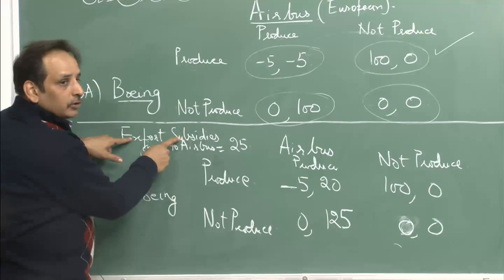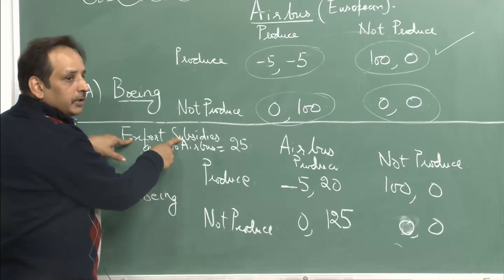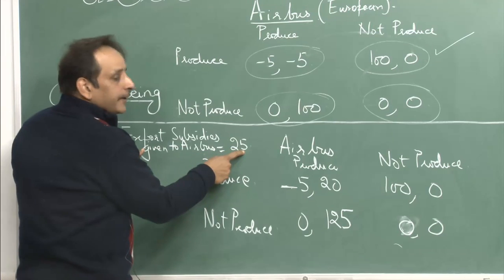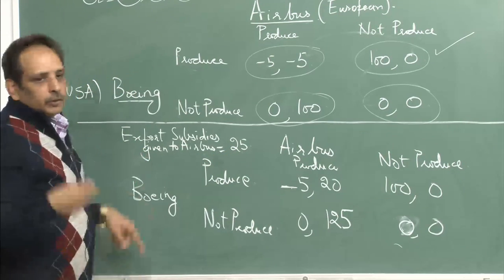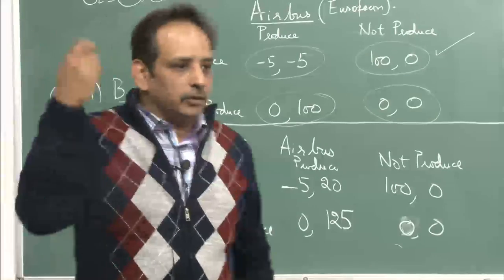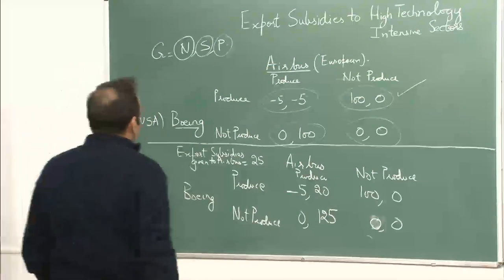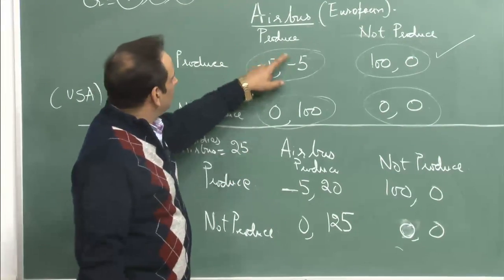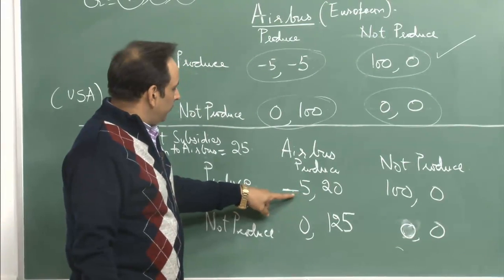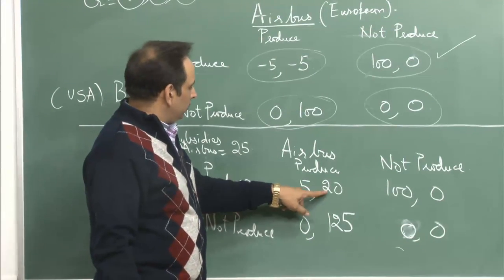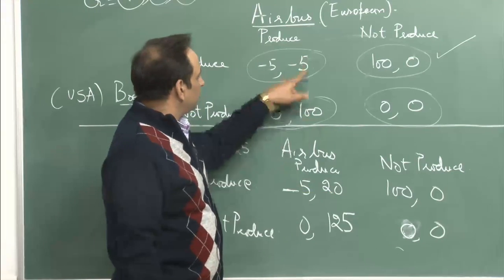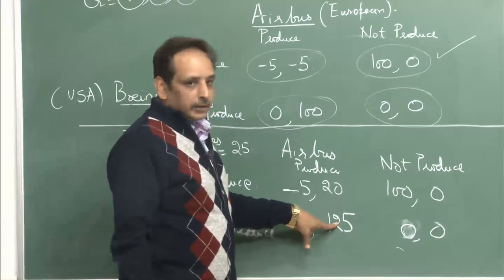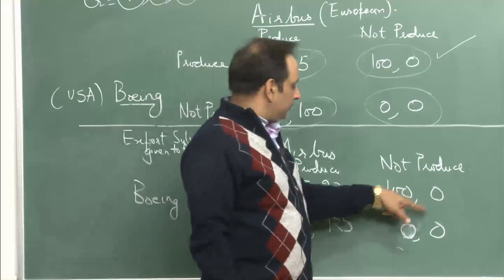So we bring in the export subsidy component, and it's the Europeans who decide to give the money to Airbus to the tune of 25. So it's not just 25, it's 25 million euros or something like that. So then look at the new payoffs. 25 is given, so Airbus's payoff changes from minus 5. So this becomes 20, because 25 minus 5 is 20, not produce zero, profits increase to 125. This is the same.